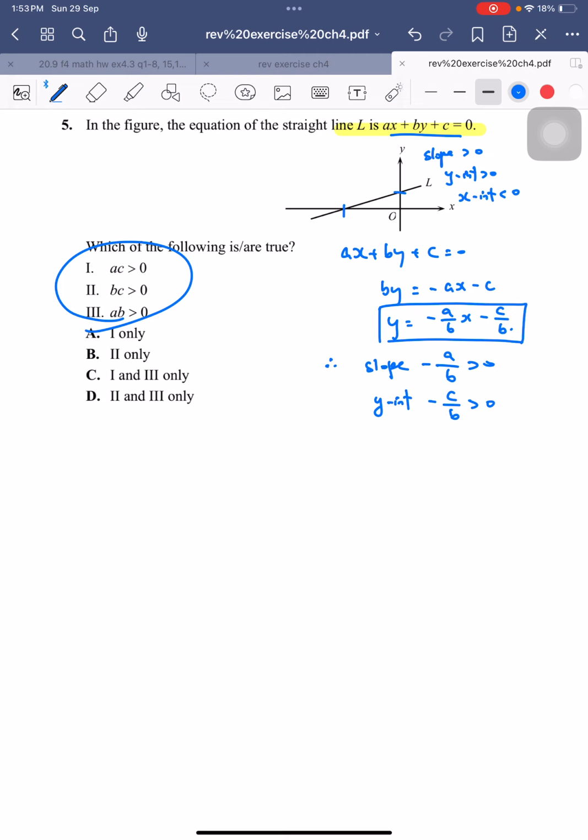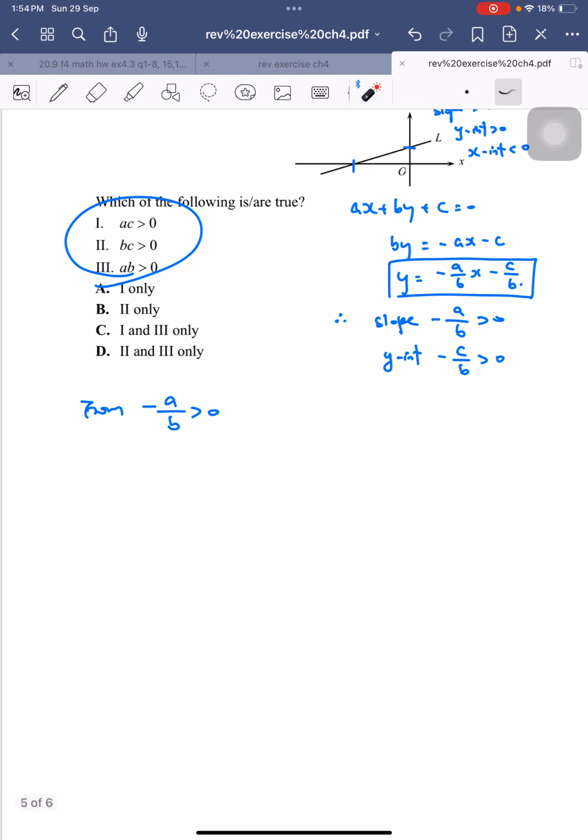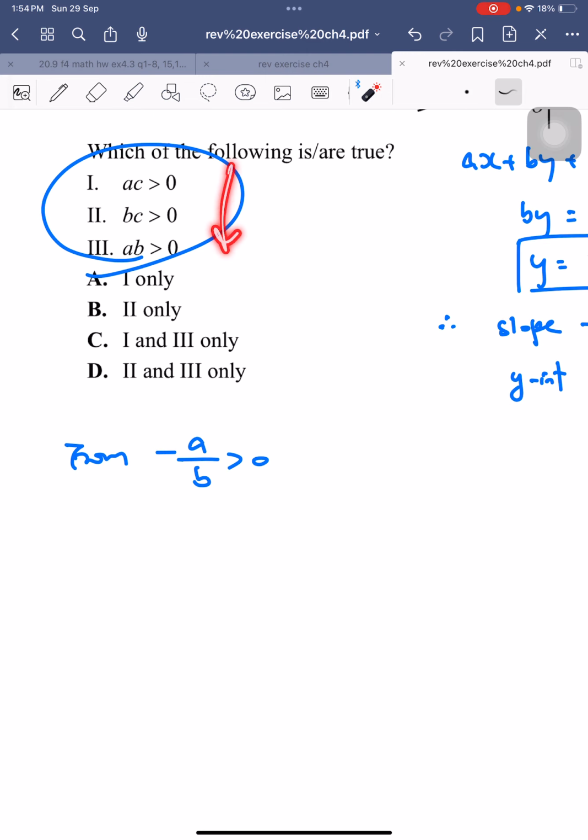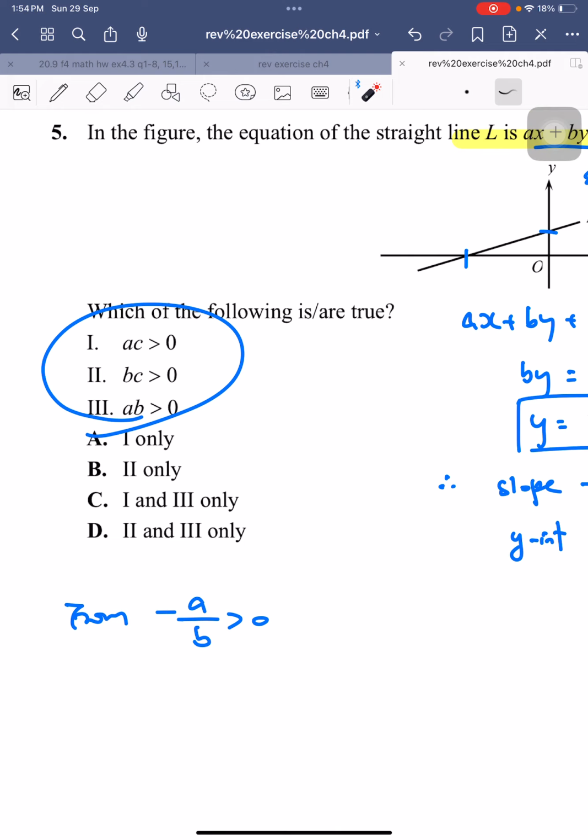Okay, so we start from this: negative a over b is greater than 0, because this is actually true already, because this is our diagram. So now we need to deduce whether this is correct or not. Because negative a over b is greater than 0, but we don't know, we can't just move the b to the right hand side because we don't know if b is negative or positive. If this is positive, then we don't need to change the sign, but if this is negative, then we should change the sign. So what we can do is to times b squared to both sides.